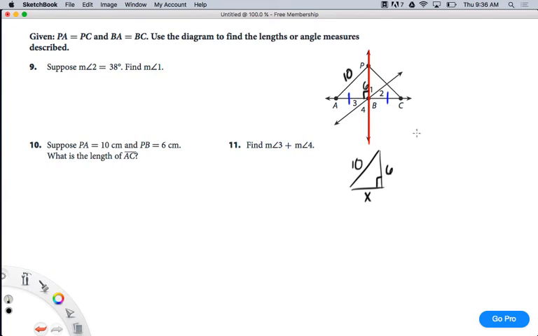So how do I find x if this is a right triangle? Pythagorean theorem, good. So which one is the hypotenuse? Brian, which one of these is the hypotenuse? What is it, 10? 10, good, because it's opposite the right angle. Very good. So it's x squared plus 6 squared equals 10 squared. Go ahead and solve for x.